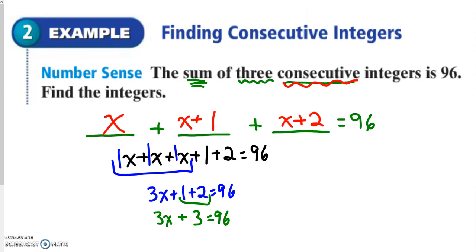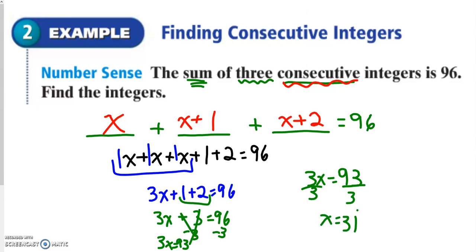I'm going to undo addition and subtraction by subtracting 3. So now I have 3x equals 93. And I'm going to undo multiplication and division by dividing by 3. So I had 3x equals 93, and I'm going to divide by 3 on both sides. And x is 31. Now, I didn't answer the question yet.